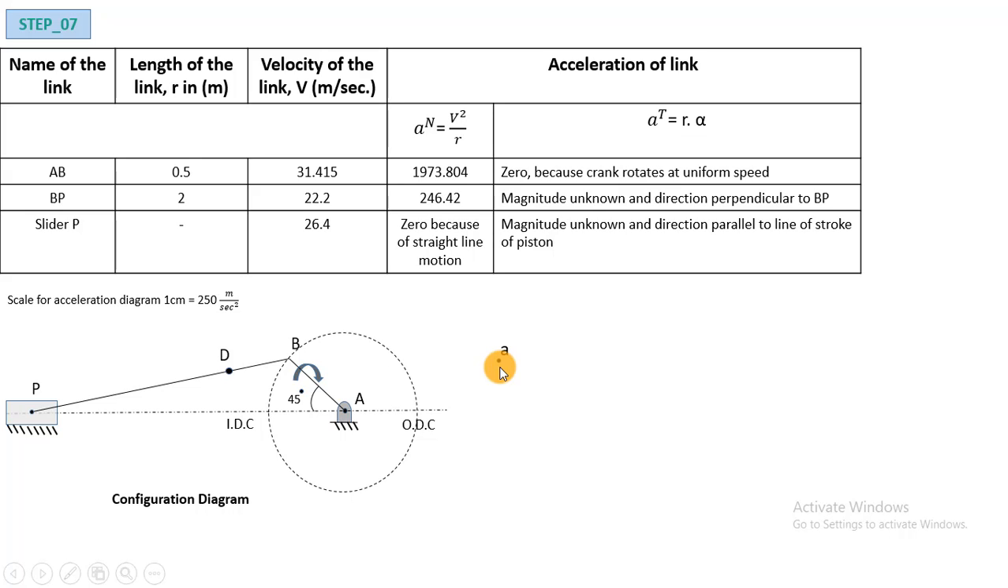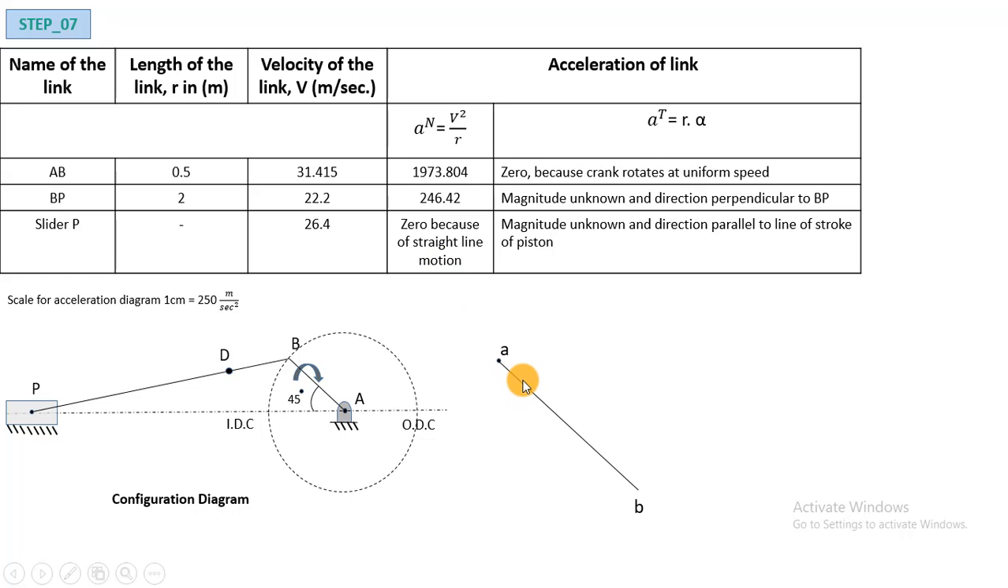Now we have to draw the normal component of acceleration of the crank. We know the direction and magnitude as well. According to this scale, 1973.804 divided by 250 will give us some length. That is the length of the vector representing the normal component of acceleration of the link AB. As discussed, this normal component of acceleration has a direction parallel to the link AB, and the magnitude is 1973.804, so the length will be this value divided by 250. Here it is point B, here it is point A.